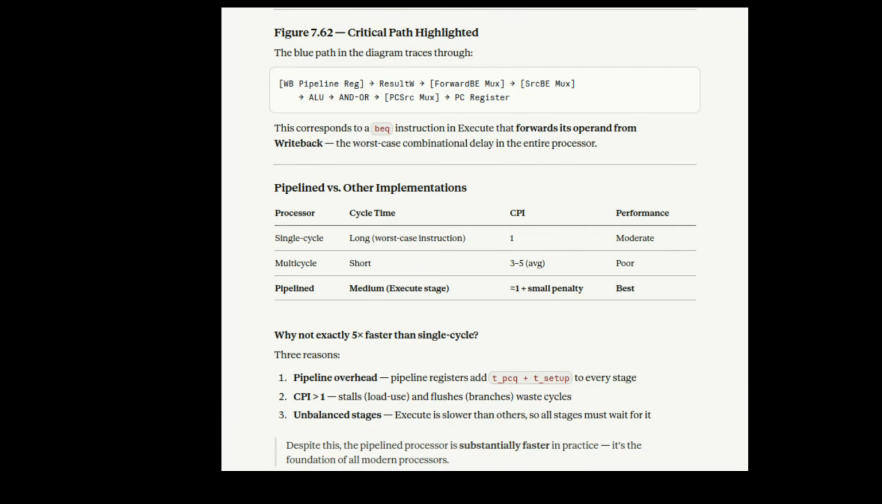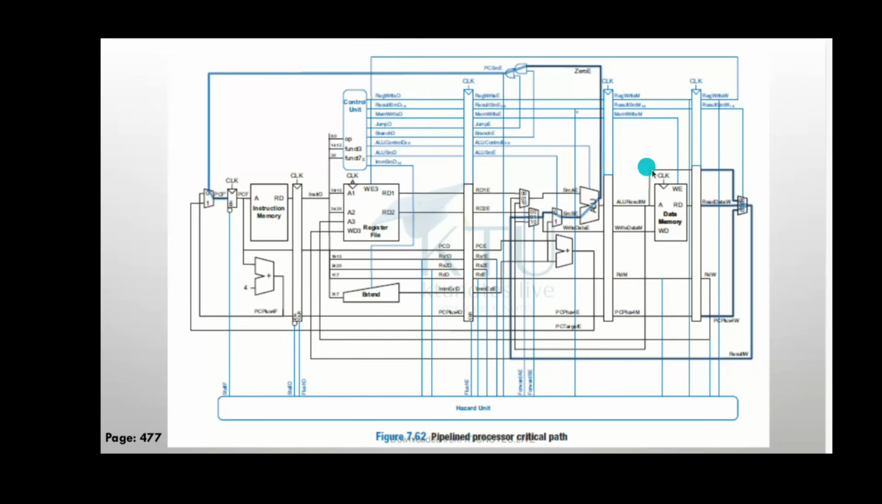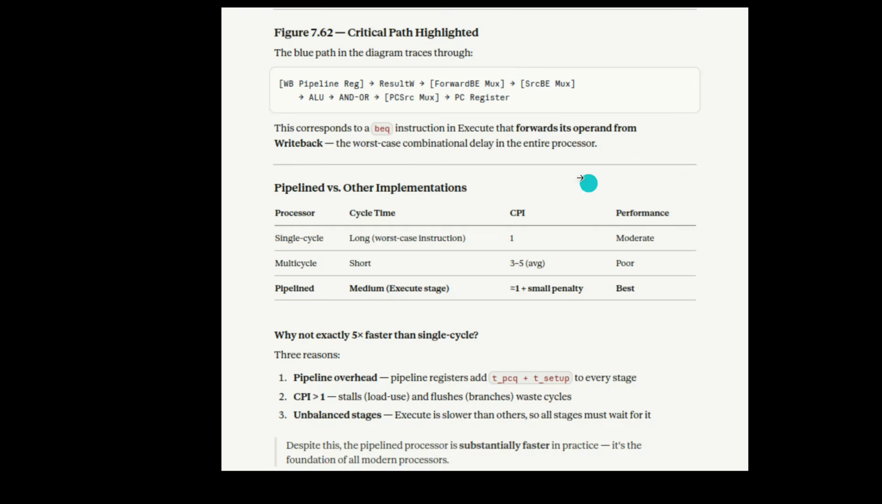Now the critical path, if you consider, here starts from the writeback WB pipeline register, then result W, then the forward B mux, the source B mux, the ALU, and so this is the critical path. That is, if you see, this is our critical path. Critical path, if you see result, then source B mux, then the forward B mux, then this zero E value, right?